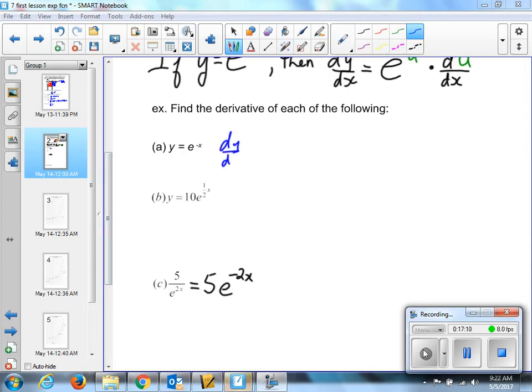So the derivative, dy by dx in this case, I'm going to leave a space. It's itself times the derivative of negative x. Well, that's negative 1. So there we go. Here, dy by dx, I'm going to leave a space. It's 10 times e to the 1/2 x. The derivative of the half x is half. But I've got a 10 floating in front, right? 5.